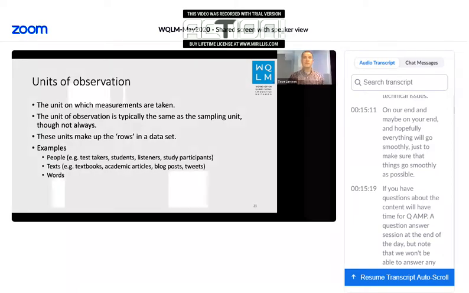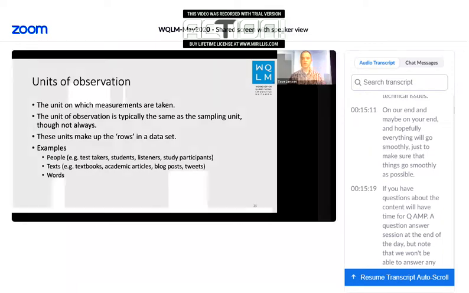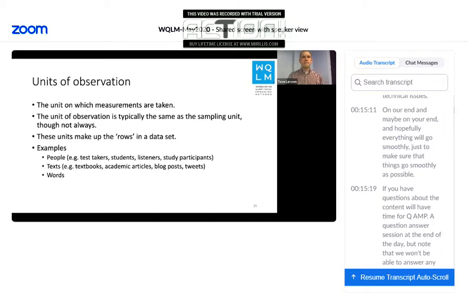In corpus linguistics and discourse analysis, we often use texts. So individual textbooks, individual academic articles, blog posts, and tweets could be individual units of observation. But then within corpus linguistics, we often have other units of observation, including things like words. What's important is knowing what your unit of observation is, and that will help you to understand what it is that you can make generalizations to. If your unit of observation is a person, then your results will be generalized back to people. If it's a text, then your results will be generalized back to texts.